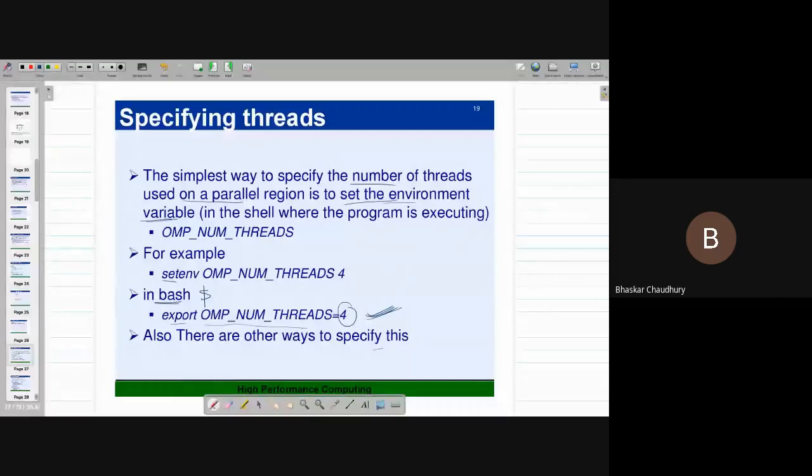There are other ways to specify. You can also specify the number of threads inside the code, but typically to start with we'll actually use this. This part is clear to all of you? Is this part clear before we go ahead?